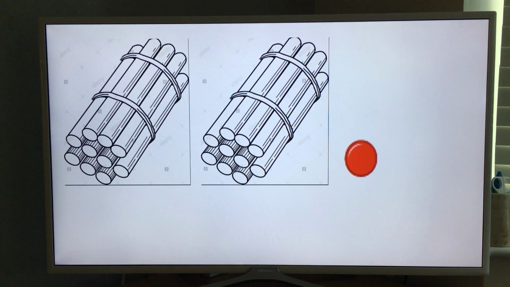So this would show the number 21. So we've got a 10 and a 10, so we say 10, 20, and we've also got the 1.